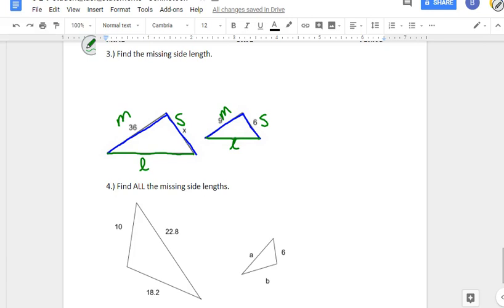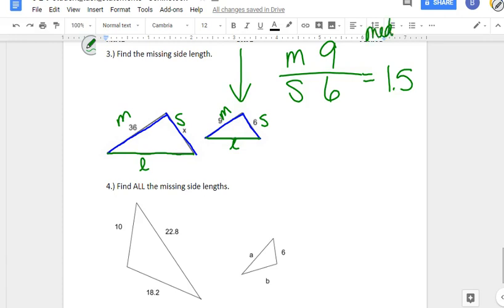So what we need to do is get the common ratio. We need to get the common ratio of this triangle for medium to short. Well, the medium number is 9 divided by the short number of 6. So 9 divided by 6, the common ratio of medium to short is 1.5.